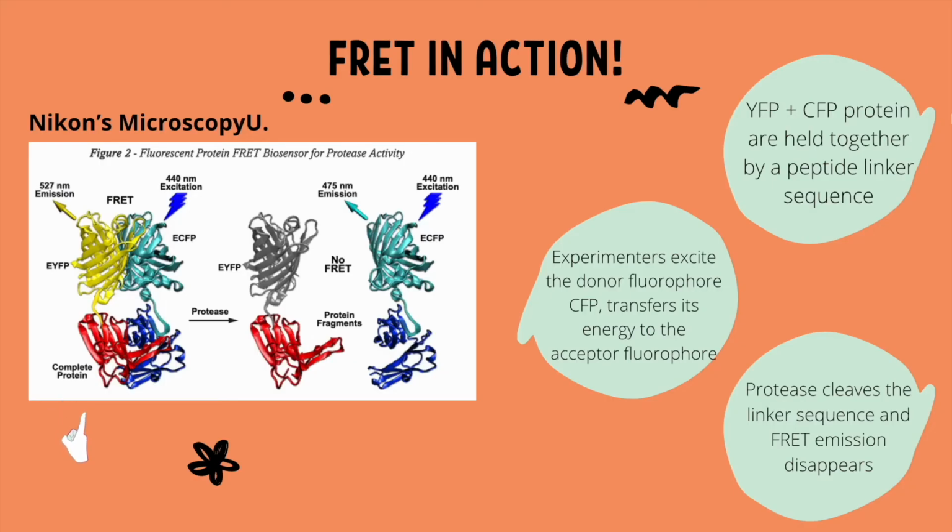On this slide, we can look at an example of FRET in action. As you can see, a yellow fluorescent protein and a cyan fluorescent protein were linked together by a short peptide linker sequence, where FRET emission is occurring. Upon the introduction of a protein, the protease, the sequence was cleaved, resulting in no FRET and only donor CFP emission. So if you remember from the previous slide, this method is called a protease cleavage assay.